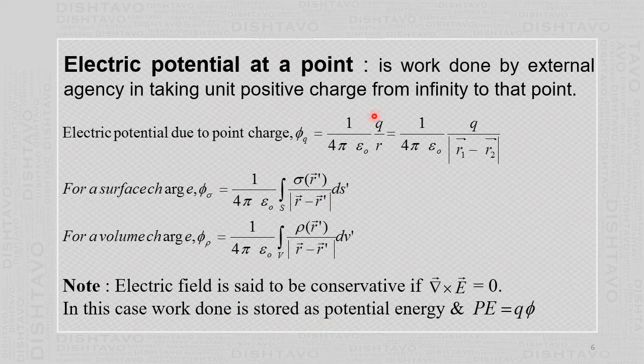See, the potential is work done divided by charge. So work equals charge into potential. Now that work done is stored as energy, and that is called potential energy. So potential energy equals Q into phi. So remember that if the force is conservative, and the electrostatic force is conservative, the work done is not wasted, but it is stored as a potential energy.